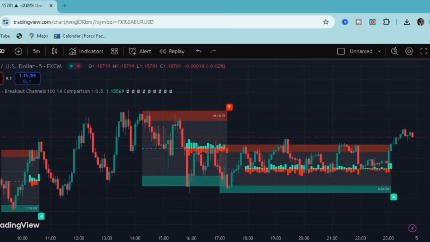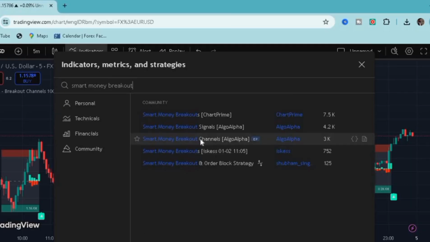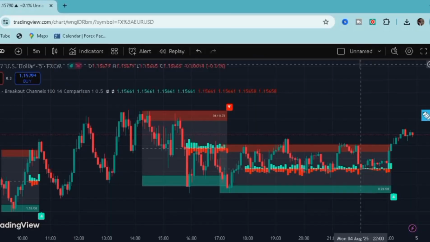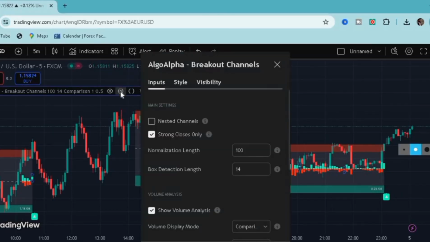Okay, so guys, let me show you how to add the indicator and the settings. You're just going to click on the indicators tab in tradingview.com. Once you click on the indicators tab, you're just going to type what we call smart money breakouts. There's one by AlgoAlpha. This one right here, you click on it. It is going to appear like this right on your chart. So go directly to settings.